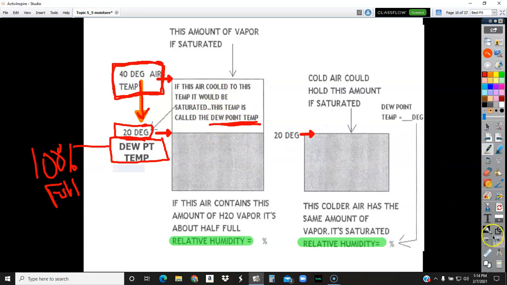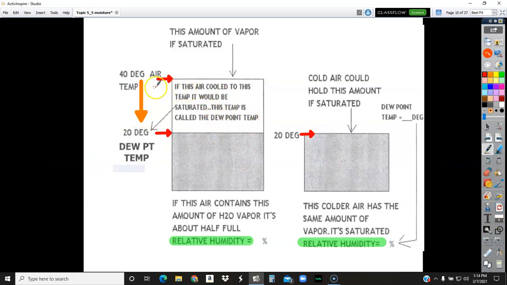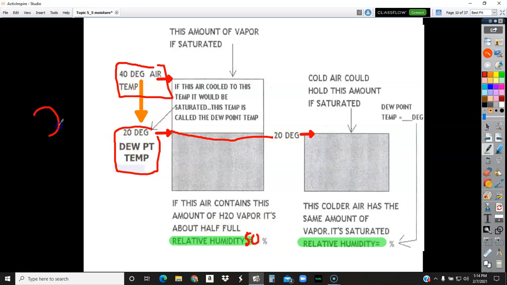Now, in this particular case, let me reset this. Right now, the air temp is 40 and the dew point temp is 20. The box is half full. So what percentage? It says if this air is containing only half moisture, water vapor, it's half full. So what's its humidity? Hopefully you're saying 50%, right? Because 20 compared to 40, 20 over 40 is a half, or 50%.